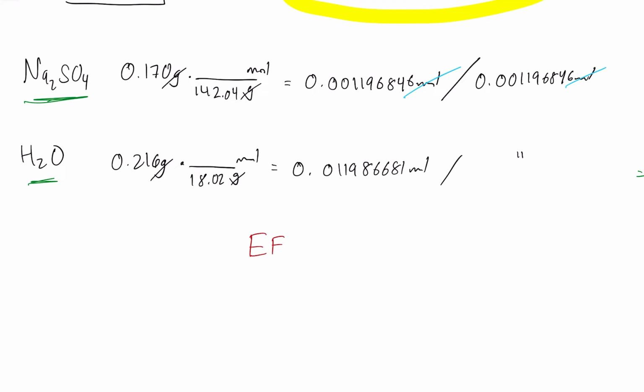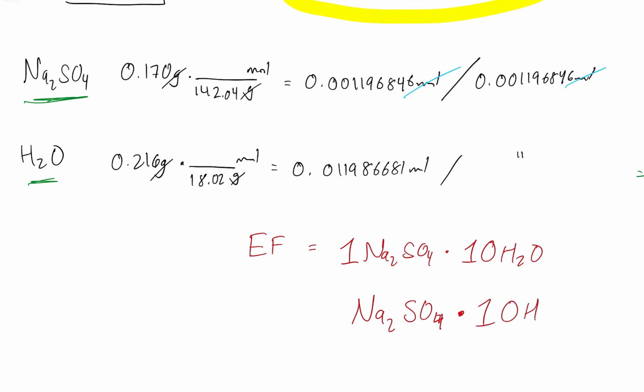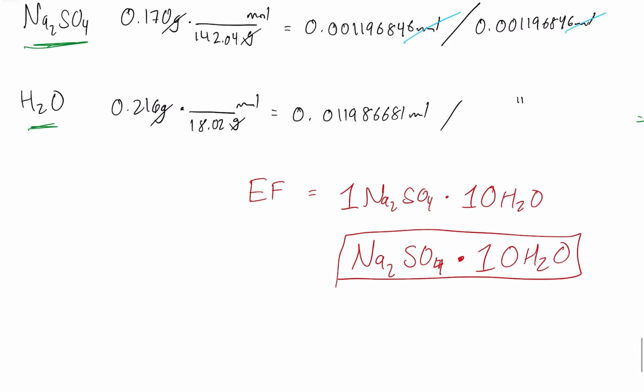So our empirical formula is going to be 1 Na2SO4 and 10 H2O. Now we know we never write that 1 in front as a coefficient, so this is just going to be simplified to Na2SO4 dot 10 H2O. And that is our empirical formula of this particular hydrate.